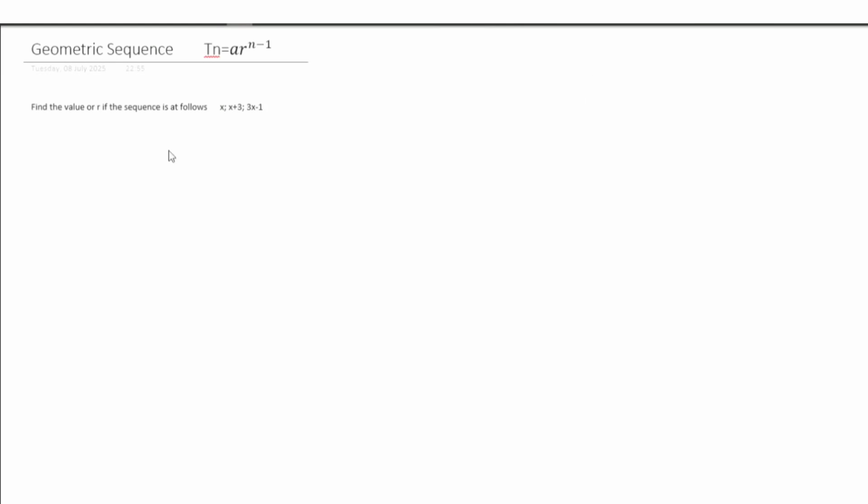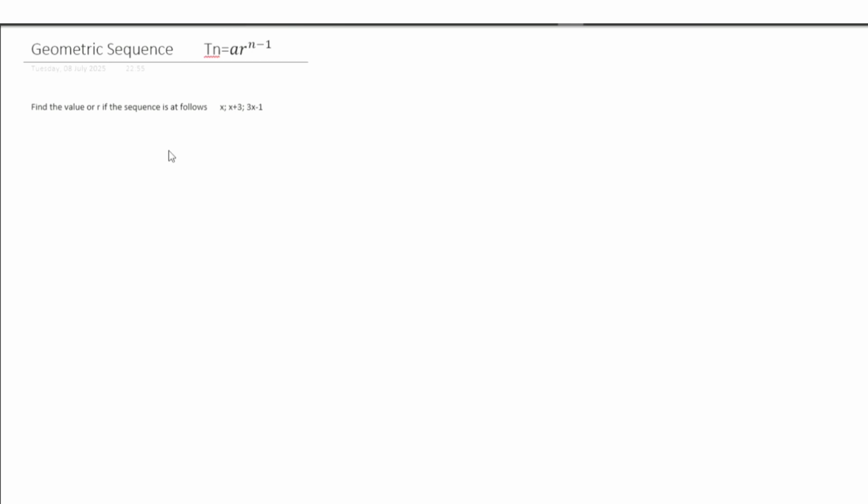Okay, the sequence that you see on the screen is called a geometric sequence. We know it's a geometric sequence because of the formula Tn equals A multiplied by R to the power of n minus 1. Now, the rules of the geometric sequence are similar to the rules of the arithmetic sequence, being that A will always be the first term of the sequence.